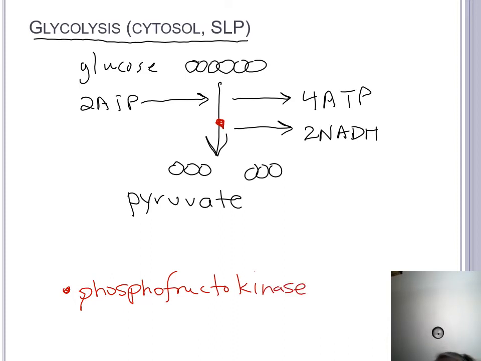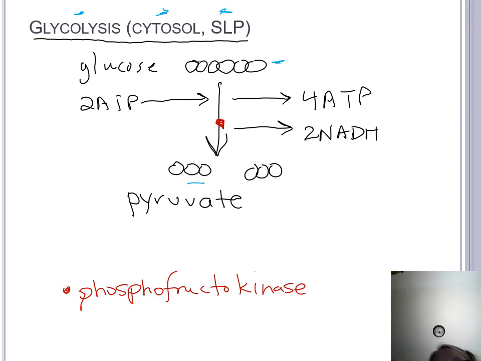So if we walk our way through this process, let's just start at the beginning. We're talking about glycolysis. It happens in the cytosol. We're making some ATP through the process of substrate level phosphorylation. We begin with a glucose molecule that's 6 carbons big.